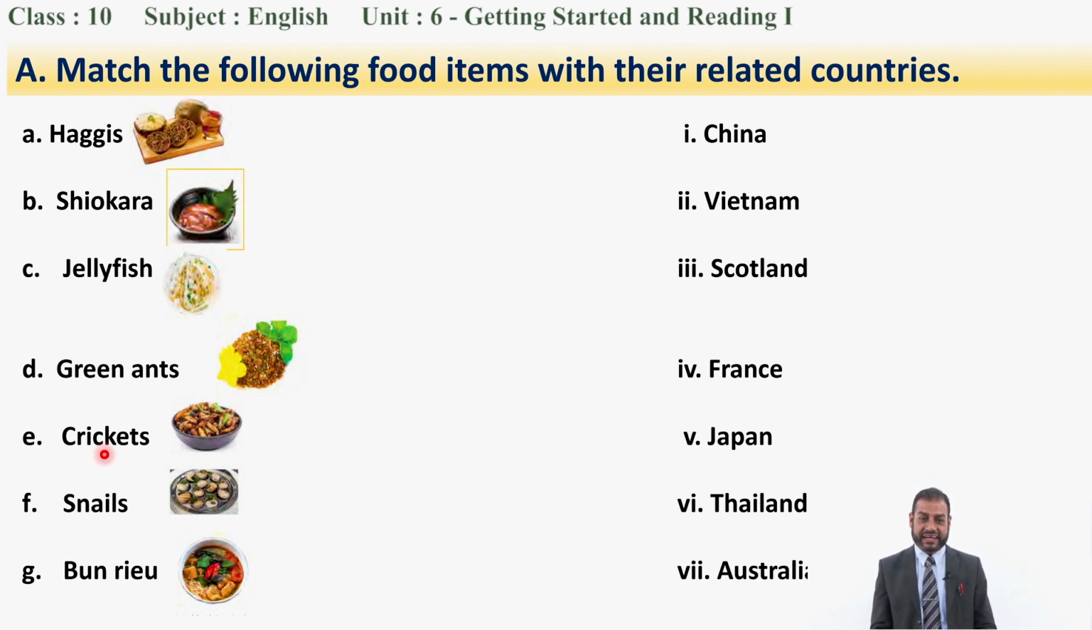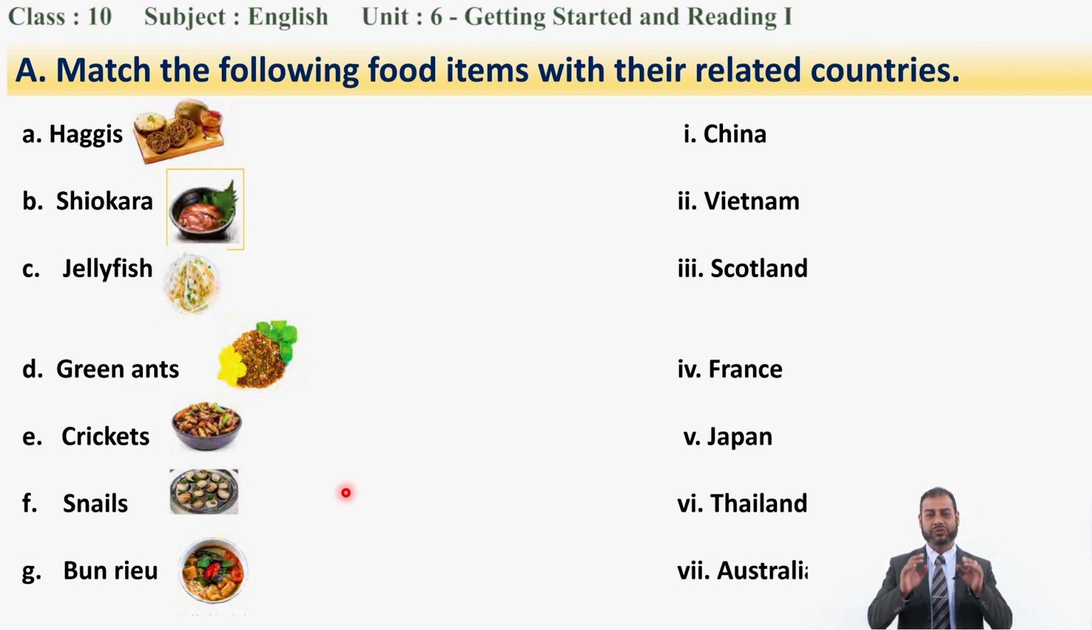Good job. Next food item we have is green ants. And which is the country? Okay. Later we'll discuss. Next one is crickets. So which is the country for crickets? Okay, I hope you might have matched it. Next one is snails. So which is the country where people eat snails? Have you matched it now again? Well done. And the last one we have is bonryu. So which is the country for this food? Okay, I hope you might have done correctly.